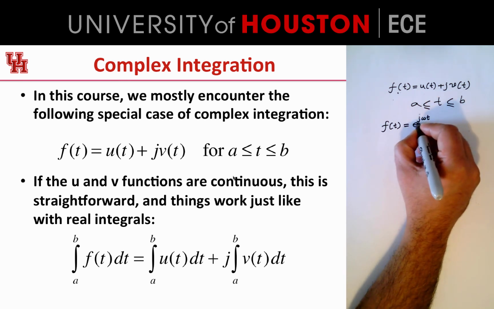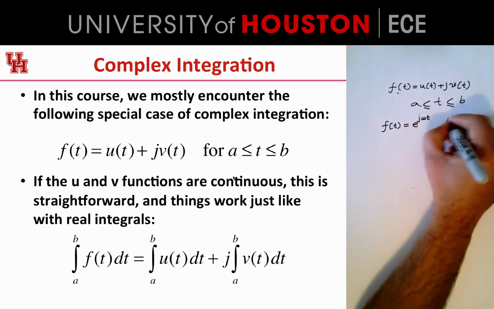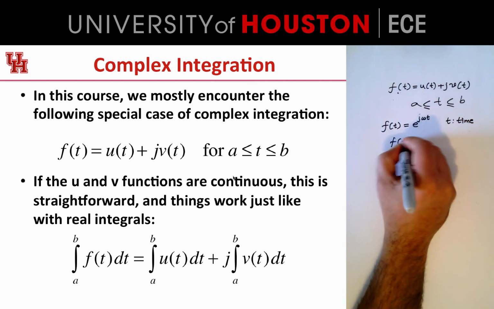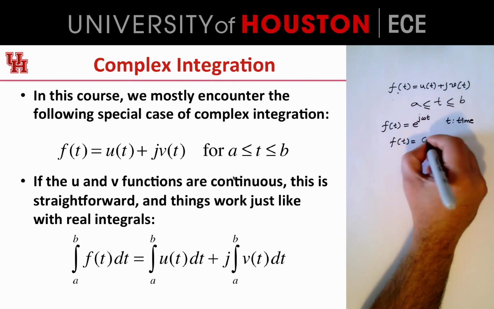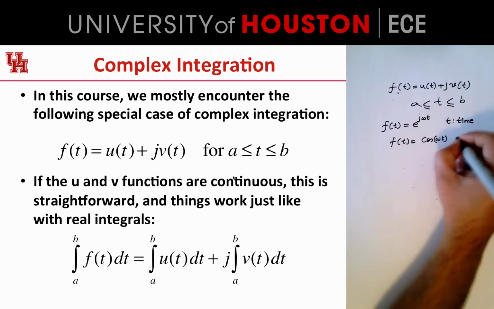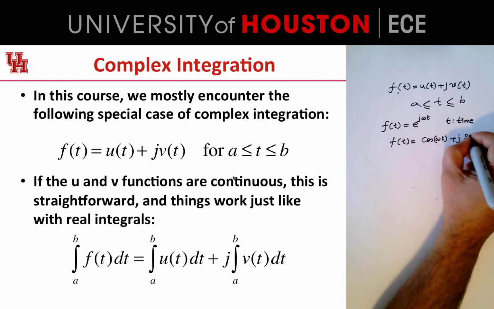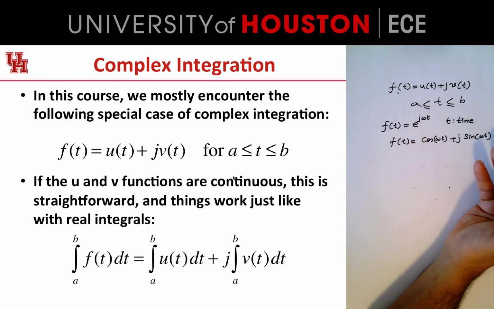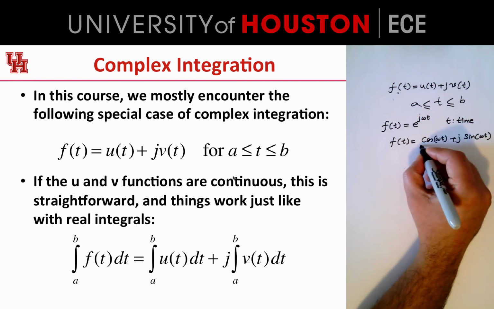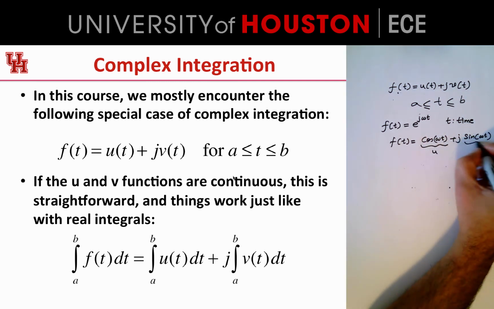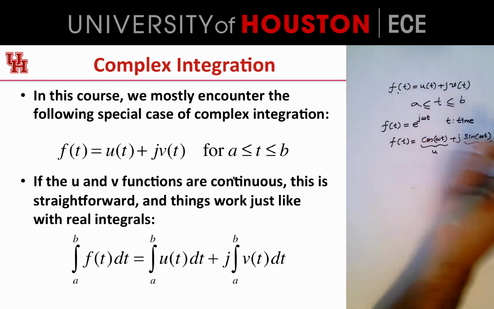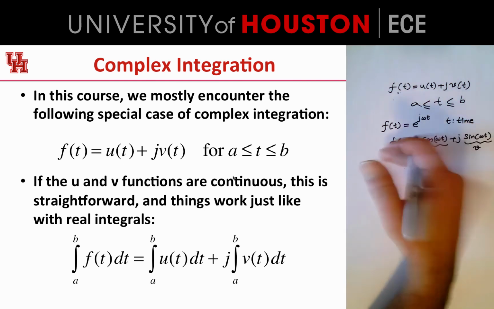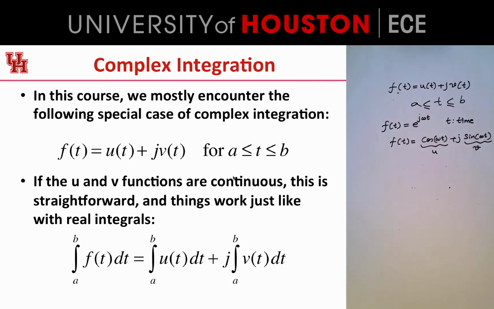You've got our j and t. Suppose t happens to be time. In that case, f of t is given by cosine of omega t plus j sine of omega t. This is a signal we will encounter quite often. What's interesting is that the u and the v are both parametrized by a single parameter, in this case time. So this is a case that we will encounter often.